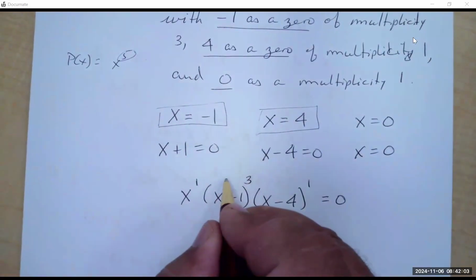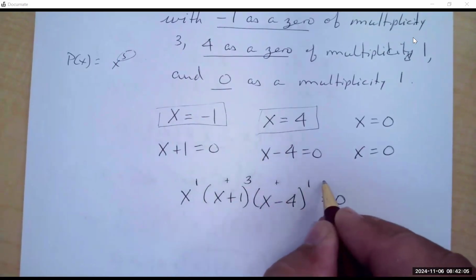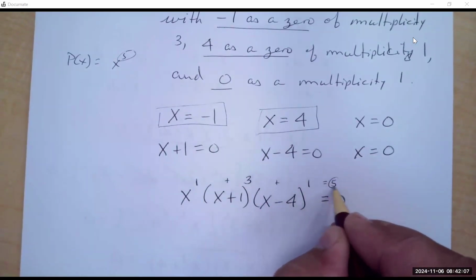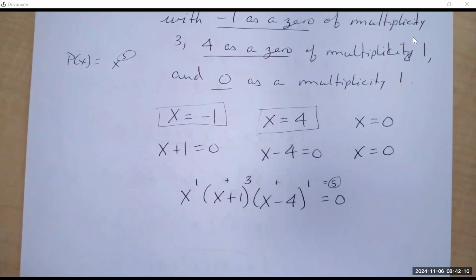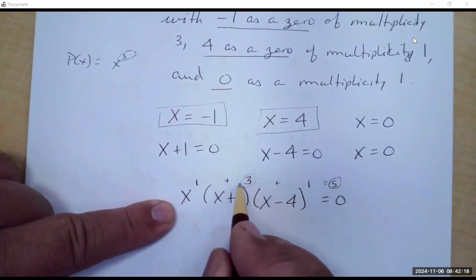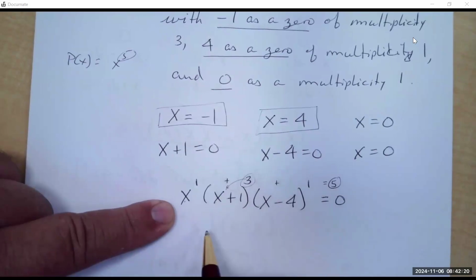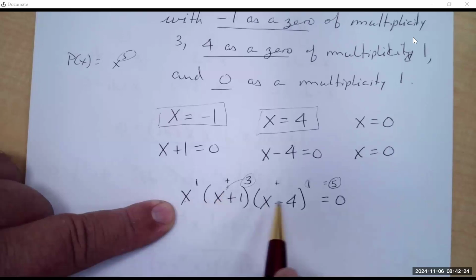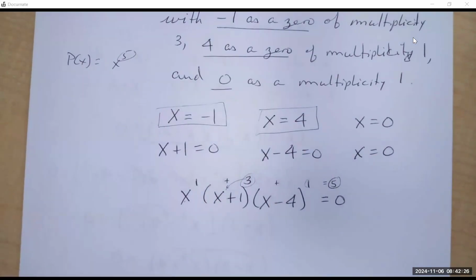If we add the multiplicities, we get the degree, right? And here's the reason why that is. Because x to the power 1, this goes there, so x to the power 3, x to the power 1, so 1, 2, 3, 4, 5. There are 5 x's.